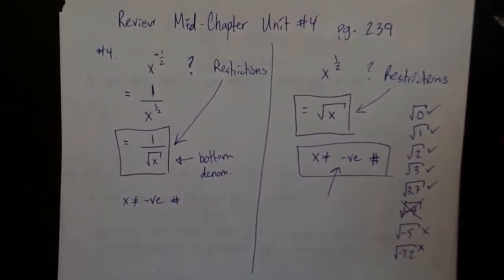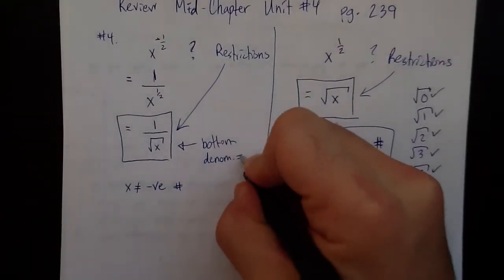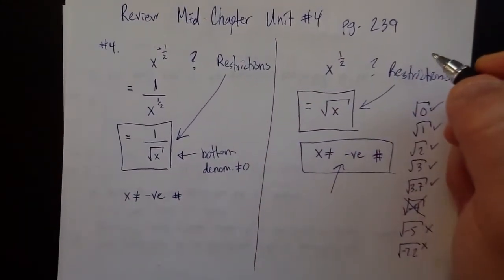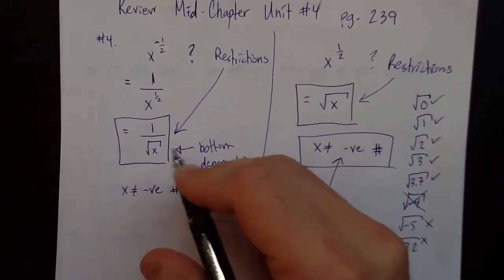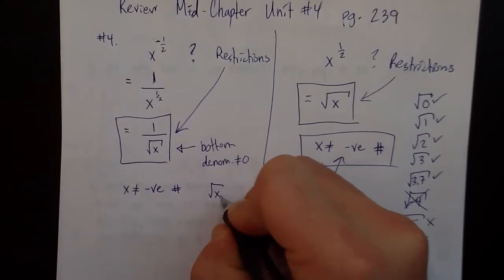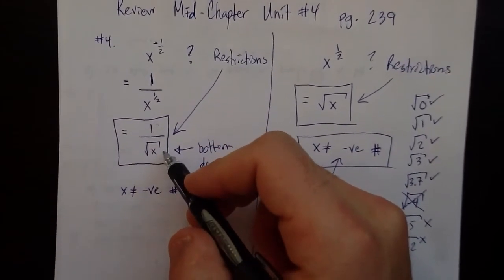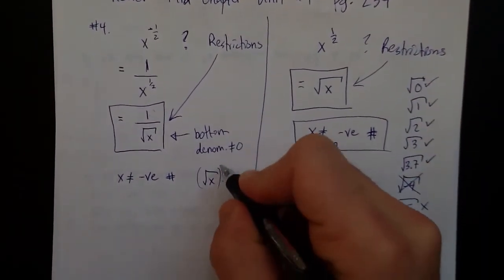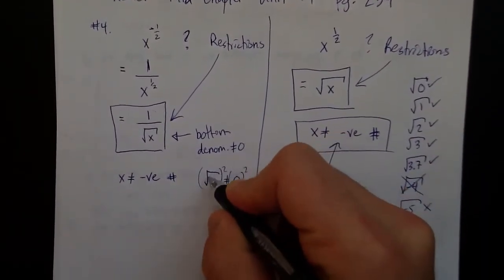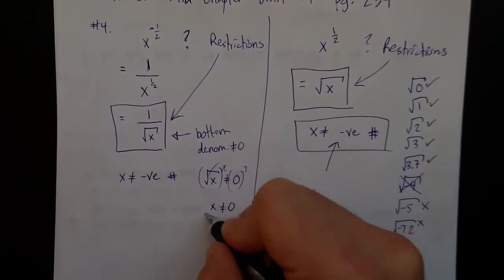Okay? And when you have a denominator, you know that the denominator cannot equal 0. So that means that this square root of x cannot equal 0, because you'll have 1 divided by 0, from unit number 2. So if I square both sides here to get rid of the square root, that's the opposite of square root, that means x cannot equal 0 squared, which is 0.